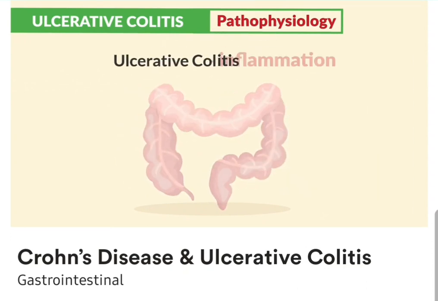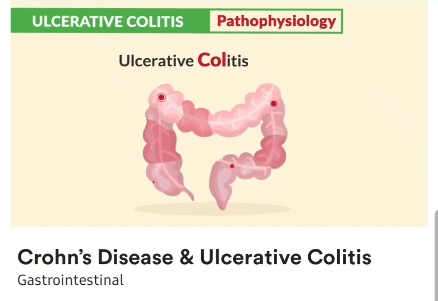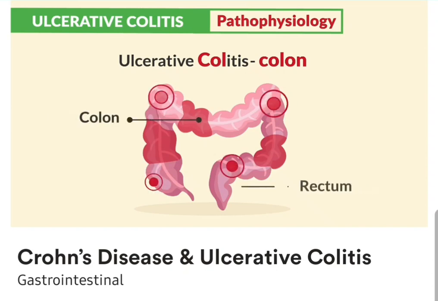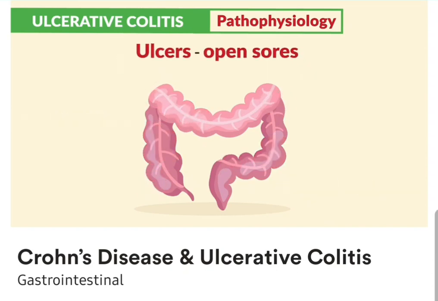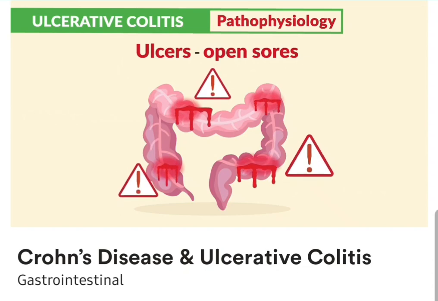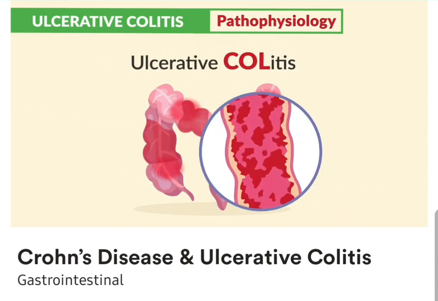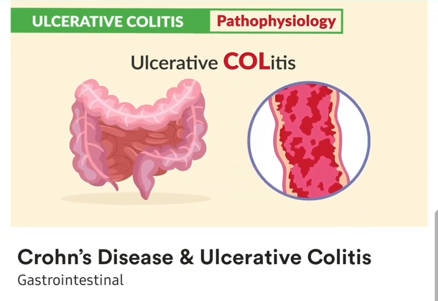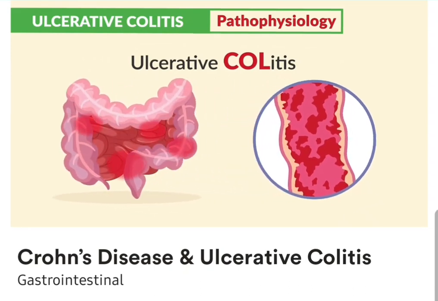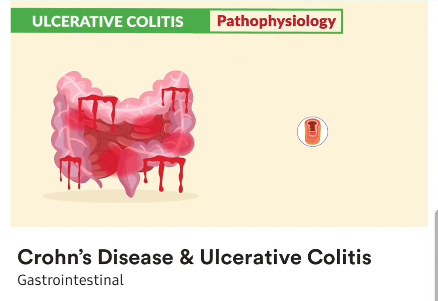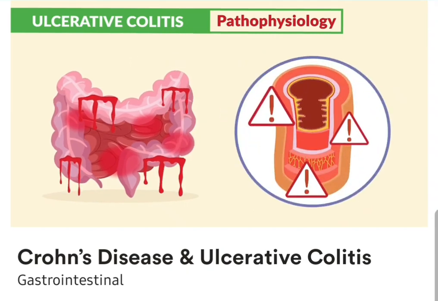So let the name help you. Itis means inflammation, col means colon, so put it together, inflammation of the colon and rectum. And ulcers in ulcerative colitis means that we have open sores that can bleed. So in ulcerative colitis, we have a bleeding colon that is inflamed. So always let the name help you here, and the patho becomes very simple. So the pathophysiology: we have inflammation of the colon or large intestine and ulcers inside the colon, like big long open sores that bleed, affecting the superficial outer layer of the GI tract.